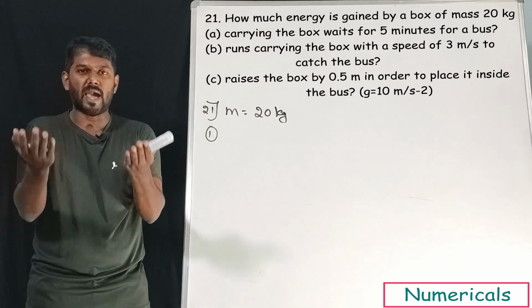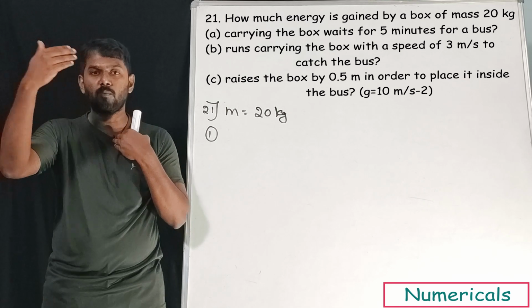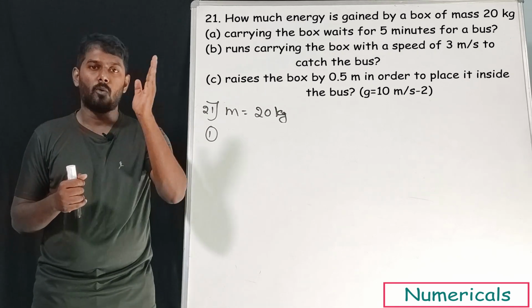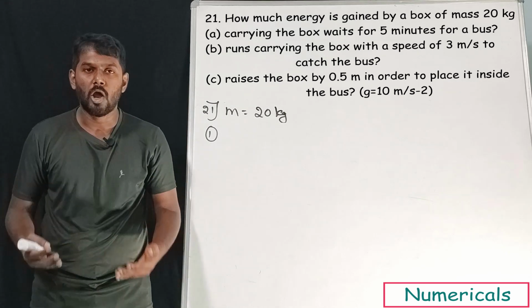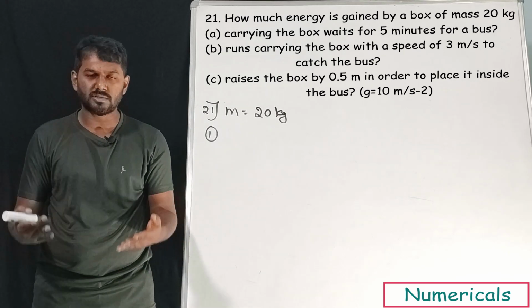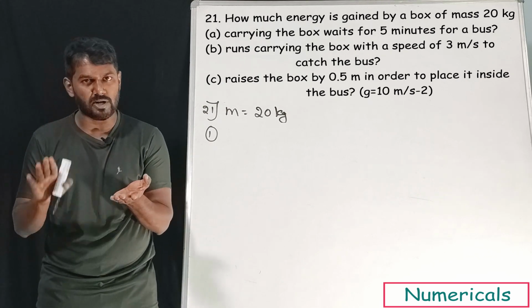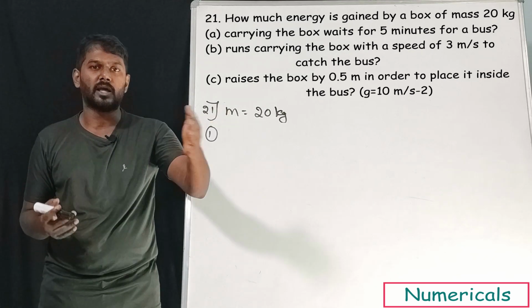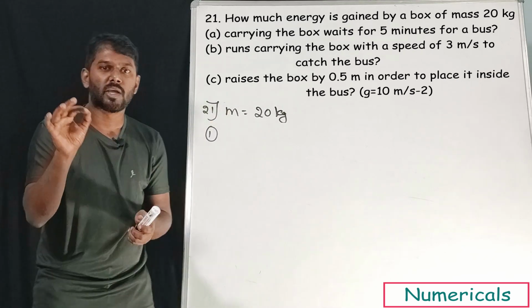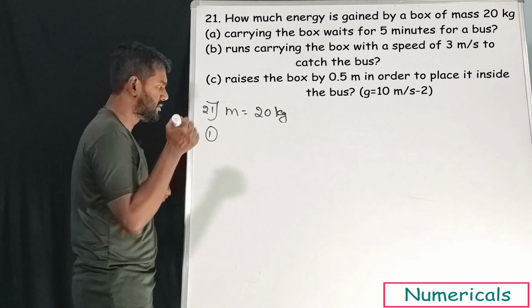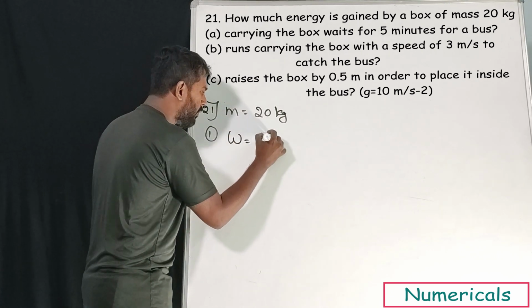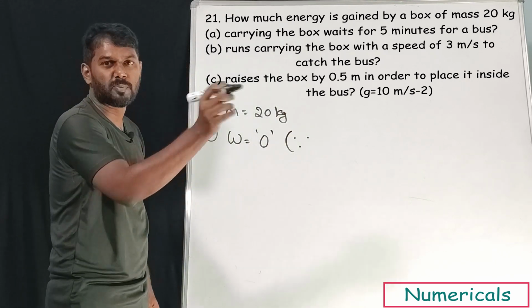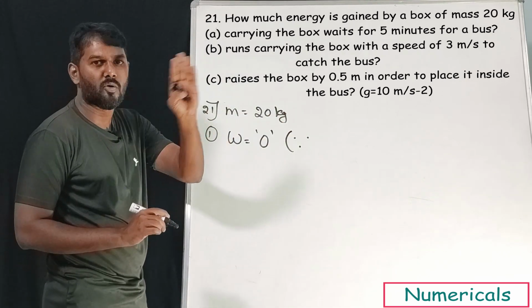Listen. If you are carrying a box or anything, if you are not moving, then work done will be 0. Why? What is the formula for work done? Work done is equal to force into displacement. To carry that luggage or a box, we have to apply some force. So force is definitely there. What about displacement? If you are not moving, do you think there will be a displacement? If there is no movement, displacement will be 0. If displacement is 0, work done will also be 0. For the first case, work done will be 0. You can write in the bracket, since there is no displacement. If there is no displacement, no work will be done.